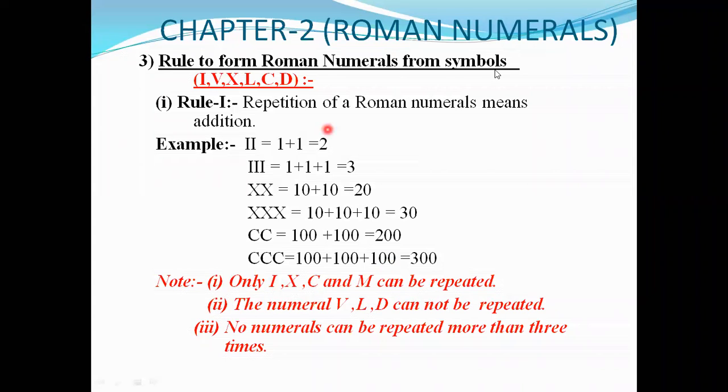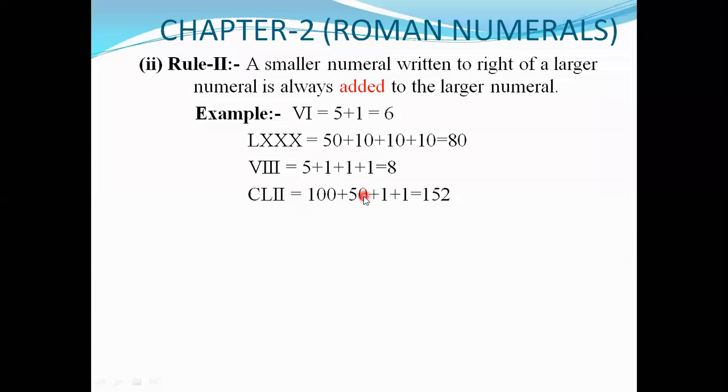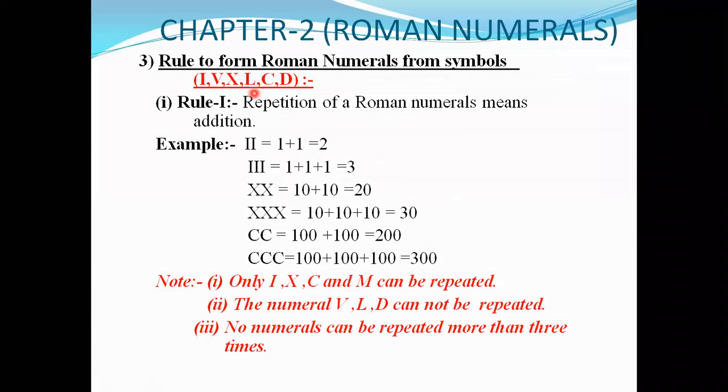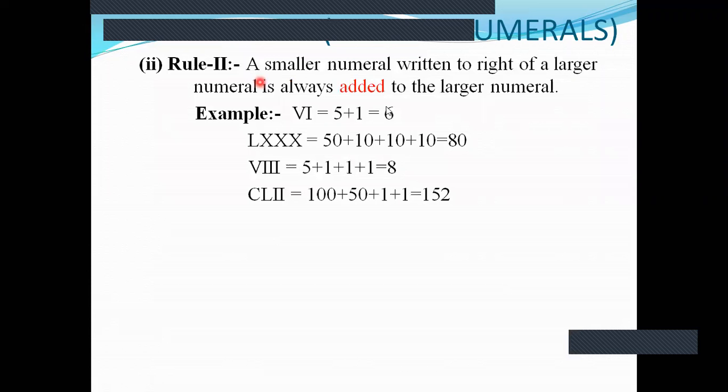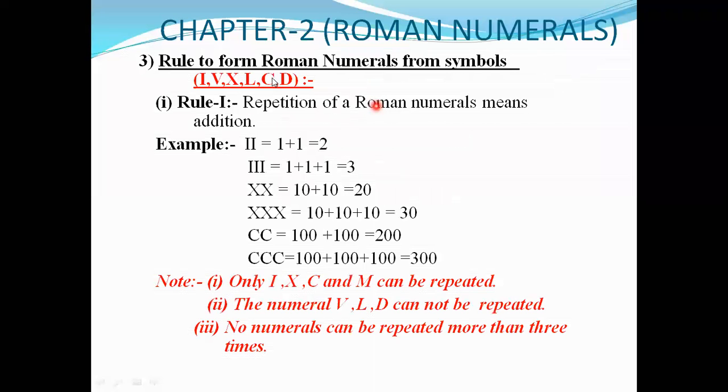Rules to form Roman numerals: the symbol I represents 1, V represents 5, X represents 10, L represents 50, C represents 100, and D represents 500. Rule 1: repetition of a Roman numeral means addition.